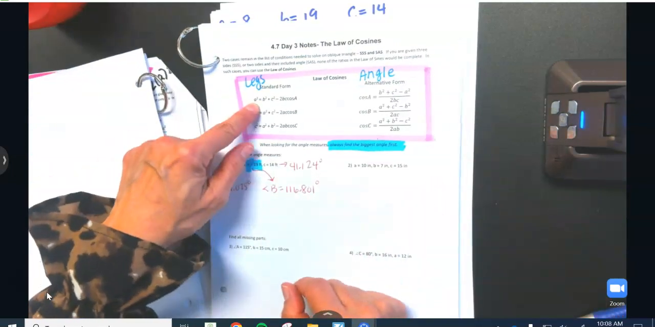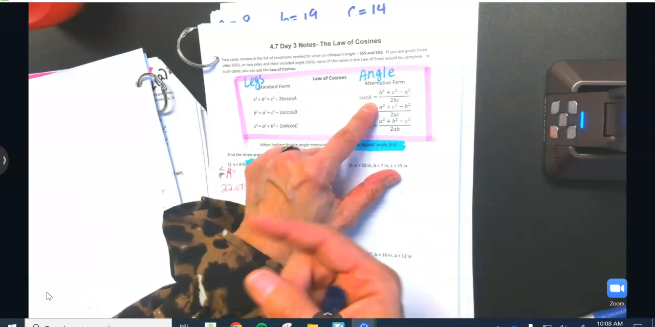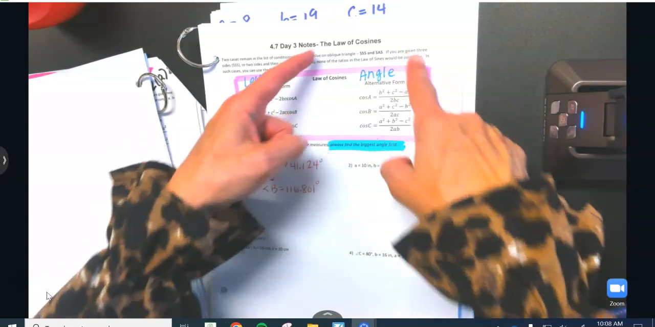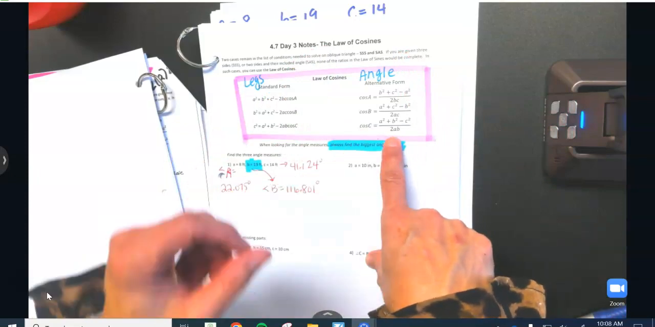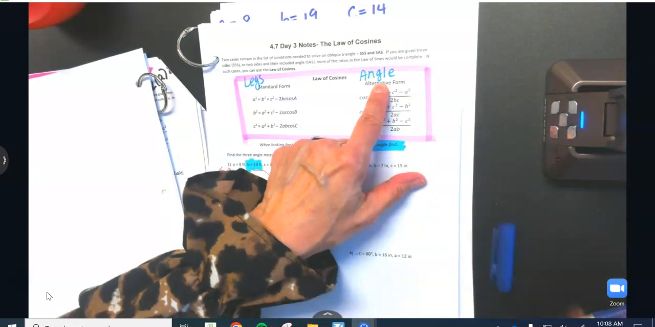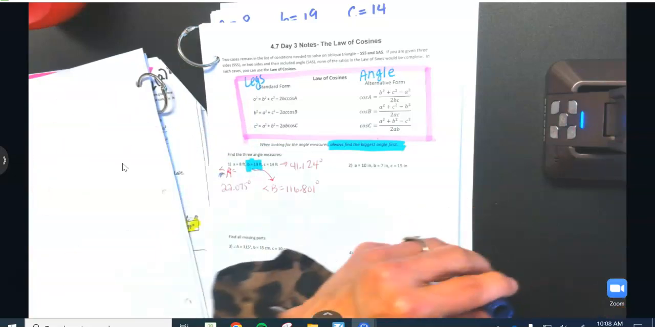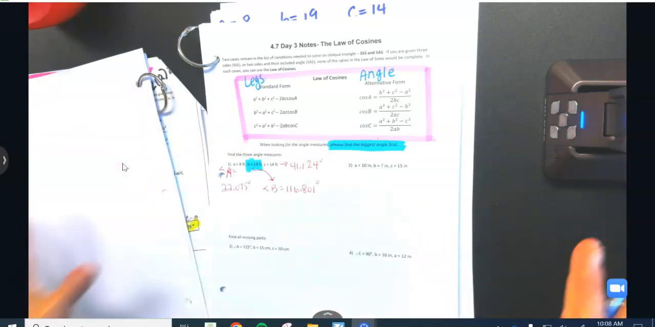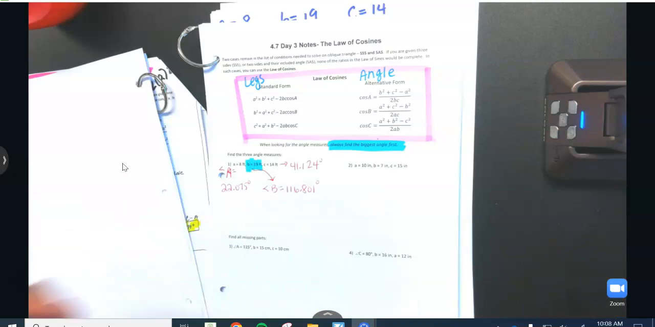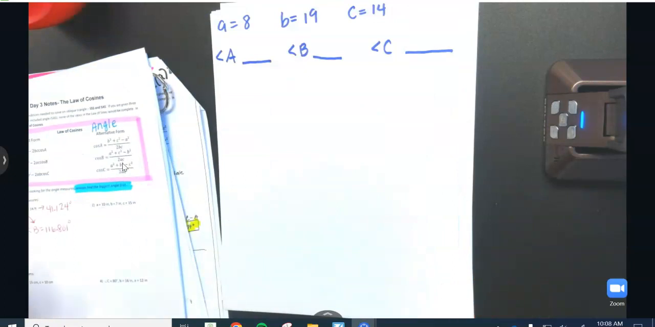That starts with a lowercase letter, but this starts with a capital letter. So I am using this side to find the angle. If you want to write above this like I did, write angle over here on the right, legs on the left. And if you forget, just remember, what does it start with? If it starts with a capital letter, that's to help me find an angle. We want angles, so that's what I'm going to start with.